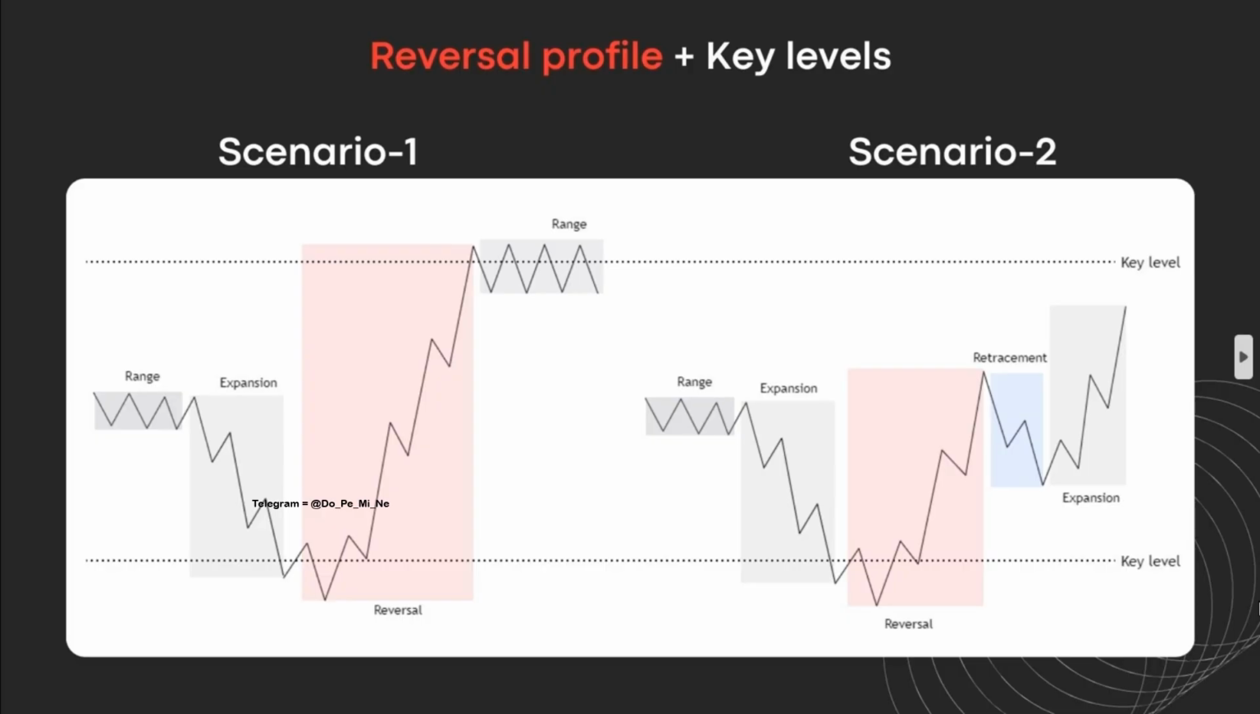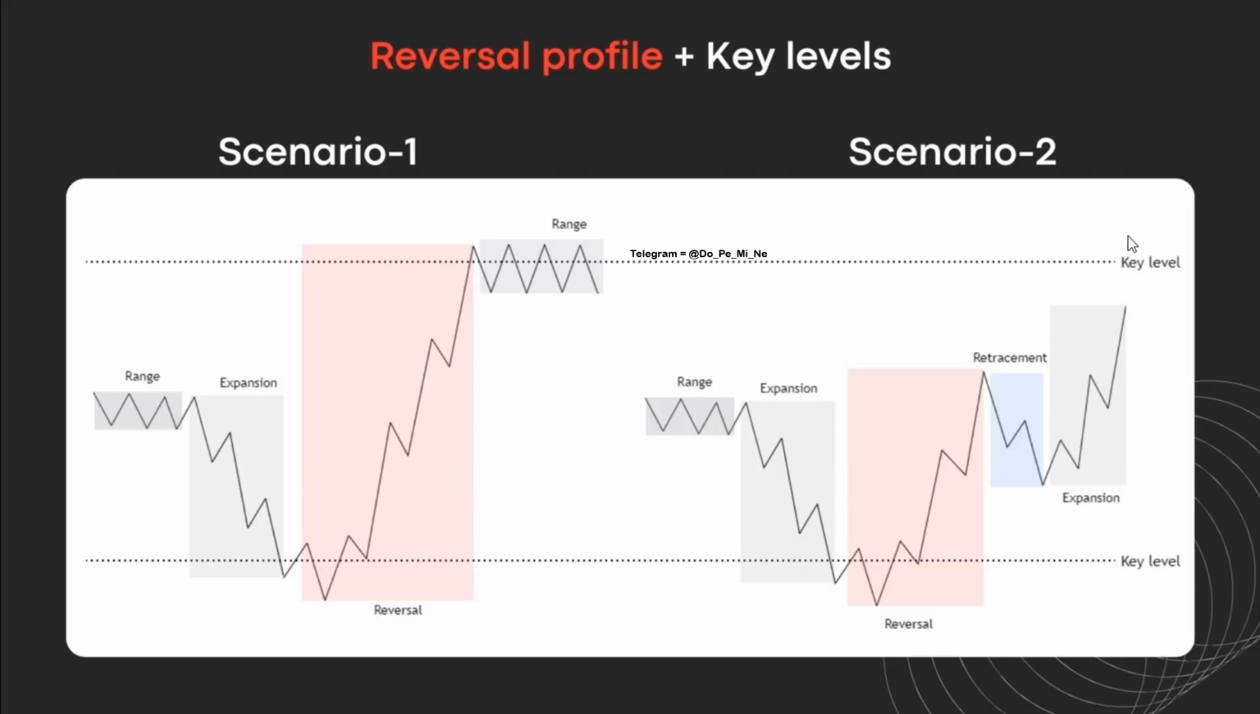Now let's move on to another combination of market profiles and key levels, and that is the combination of reversal profiles and key levels, right? Now in this case we've got two key levels right here, one above and one below. First of all you can see that we were inside of our range, and then we had an expansion profile, and that expansion profile tested a key level. So we're going to expect and anticipate a reversal profile straight away.